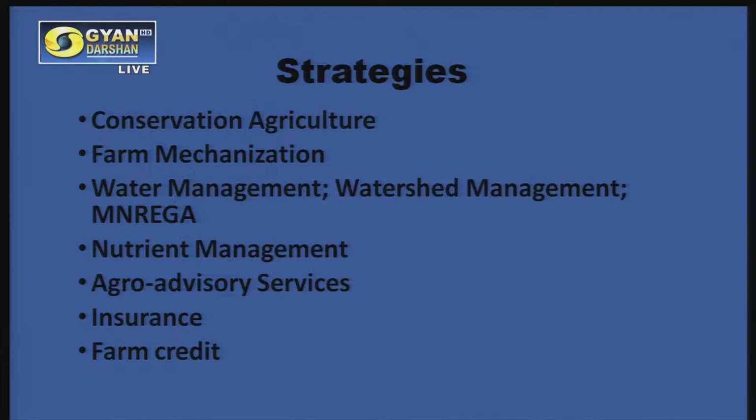Coming to other strategies, as far as natural resource management is concerned, the most significant strategy is conservation agriculture. The basic purpose of conservation agriculture is that it can definitely reduce the carbon footprint, increase the profitability and productivity of the farmers, and also improve the soil ecosystem. So conservation agriculture is definitely an important strategy to manage climate risk, because it's an adaptation tool. The next one is farm mechanization.